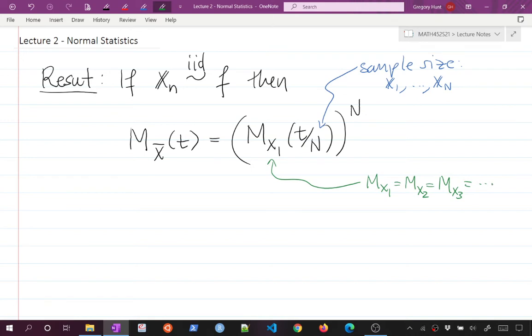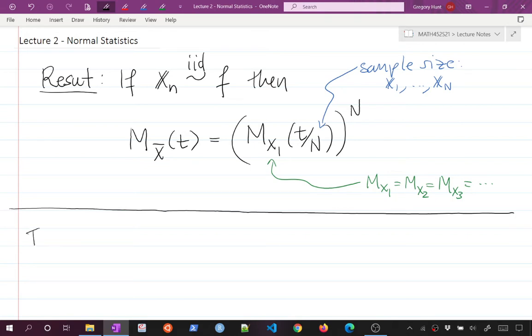There's other ways to write this. This is a common way of writing it. Point being is that if I have a random sample, the MGF of the arithmetic mean has a pretty simple form. So if I know the MGF from underlying data, I can derive the MGF of X bar.